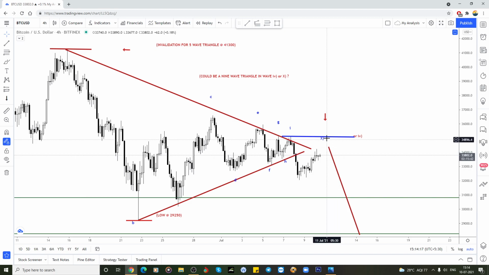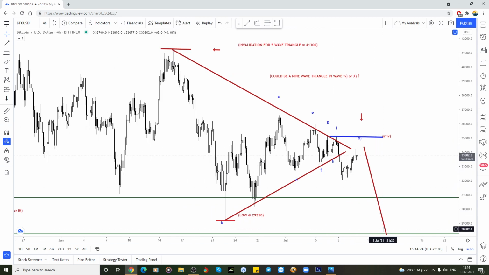33,800, making this stop loss as 35. So nearly 1,200 is your risk, and your reward is nearly 29,250. So nearly 3,800 plus 700, so nearly 4,500. So the risk reward, 1,200 to 4,500, is nearly more than 3.5.